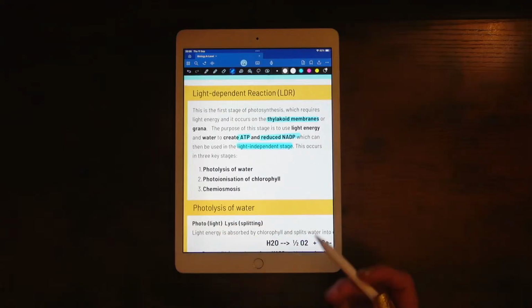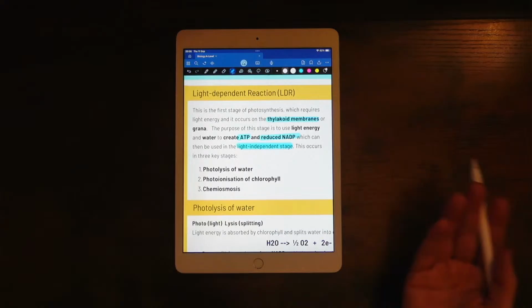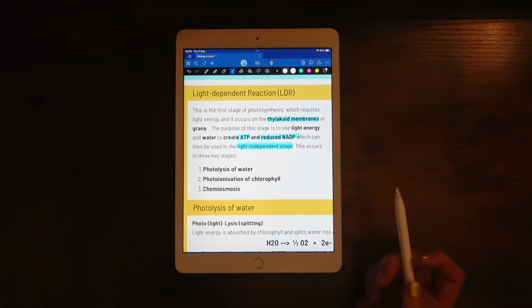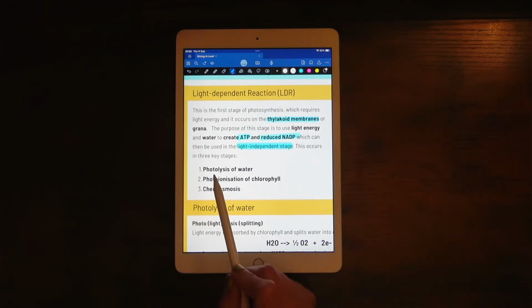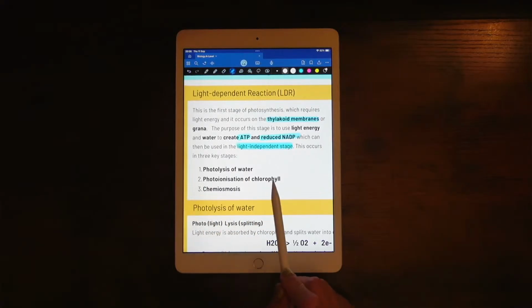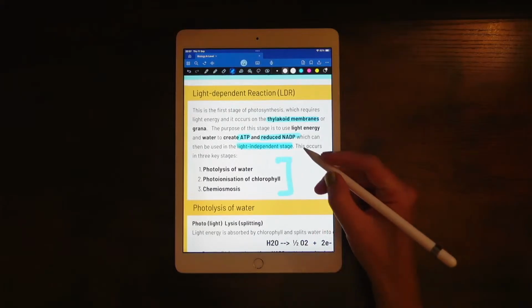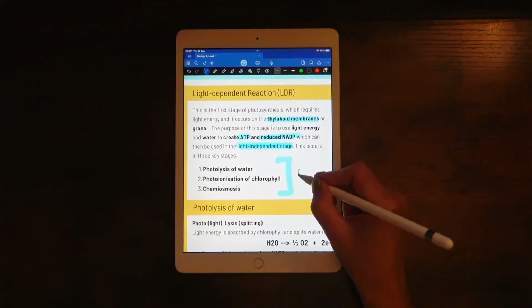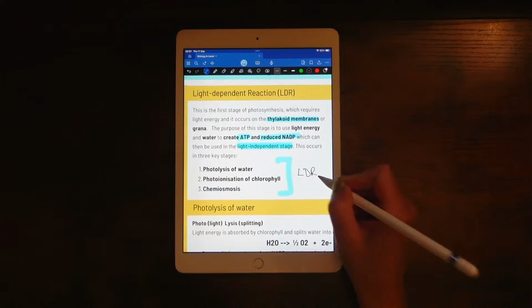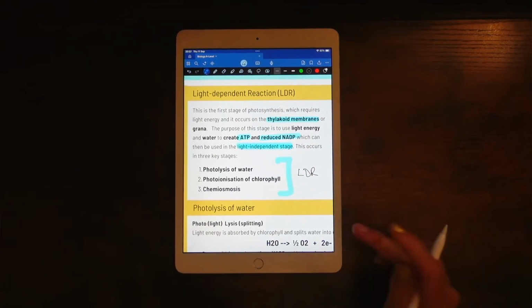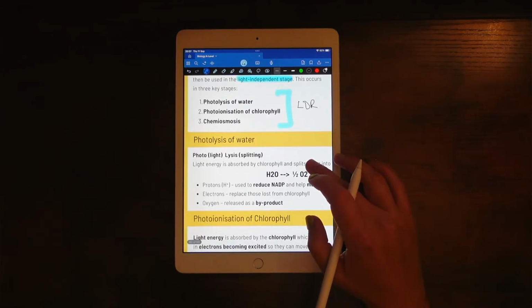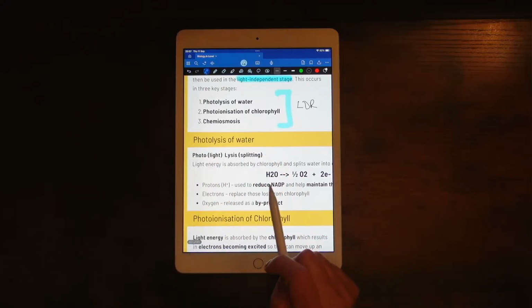But each stage I am explaining, and then we're doing the questions, so you might still be able to access it a little bit. So our three stages are photolysis of water, photoionization of chlorophyll, and chemiosmosis. So those are our three reactions happening in the light-dependent reactions. And if we just go through what each of these mean, photolysis of water.